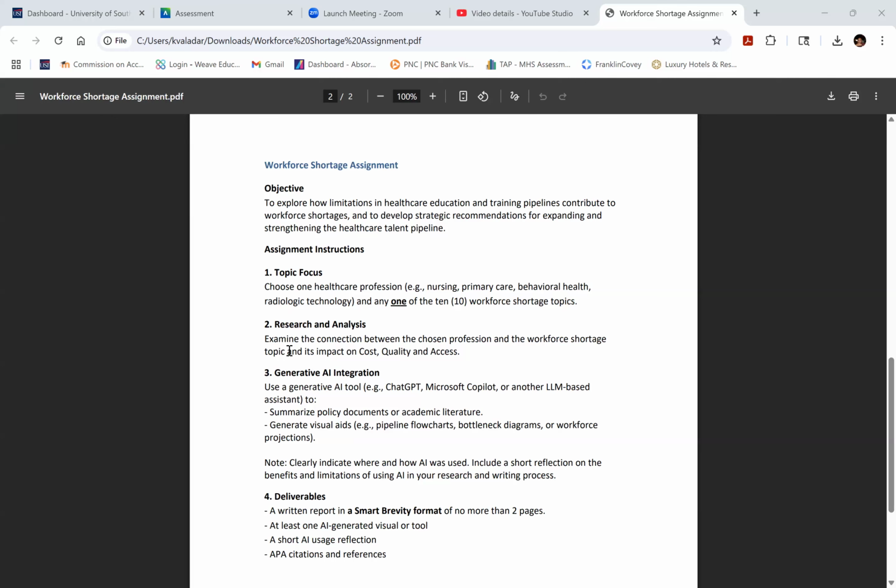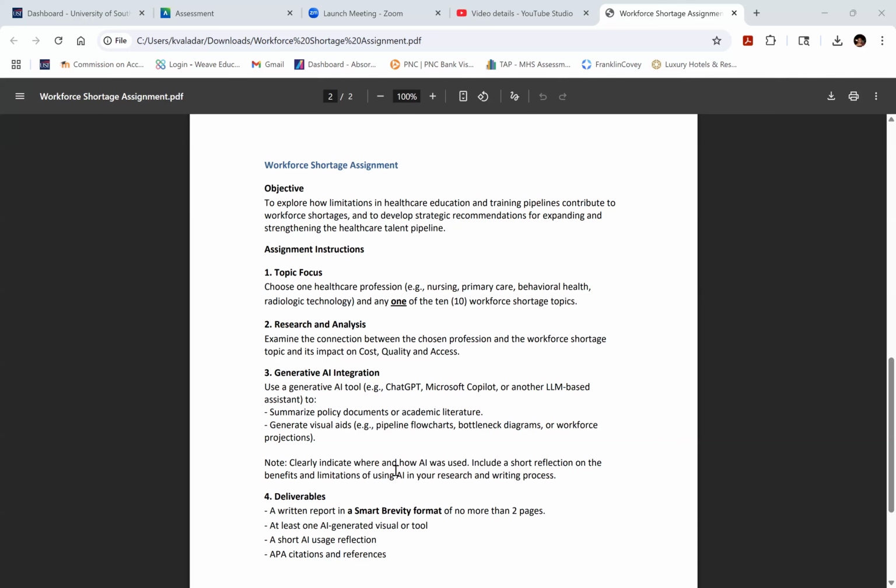Really, the assignment is to examine the connection between the chosen profession and the workforce shortage topic and its impact on three of our previous modules: cost, quality, and access. So you've got to wrap that in there. What's the impact on cost, quality, and access of the workforce shortage in that topic?